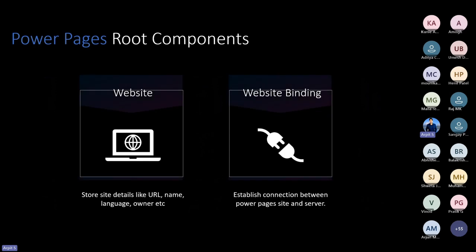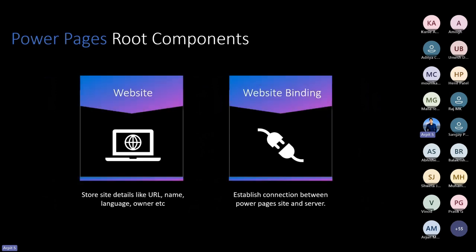And then if you talk about the root components, there are two: website and website binding. Website is a component that holds information about your website, because if you create a website, there is a lot of information like the URL, the domain, the owner of the website, the language that it is using. All this information is stored in the website record. And there could be multiple websites in a particular environment. It's not that you can create only one website.